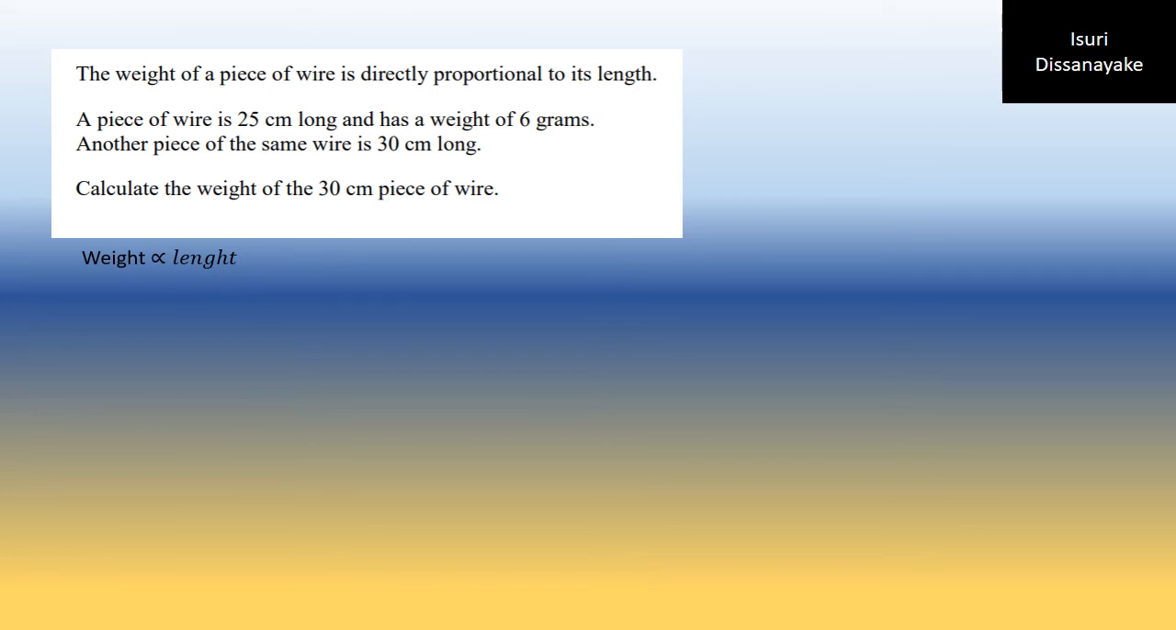So firstly, weight is directly proportional to length. So weight, I will call it W, is directly proportional to L. So for me to remove the proportional sign, I'm going to use an equal sign and a K. So I'm going to write it as W is equal to K times L. And they say that the weight of the wire is 6 grams when its length is 25 centimeters. So I can work out K, which is 0.24. I will write the formula as W equals 0.24 L.